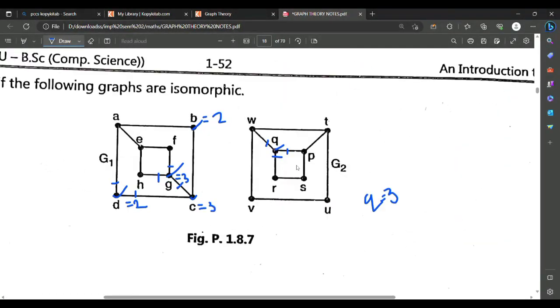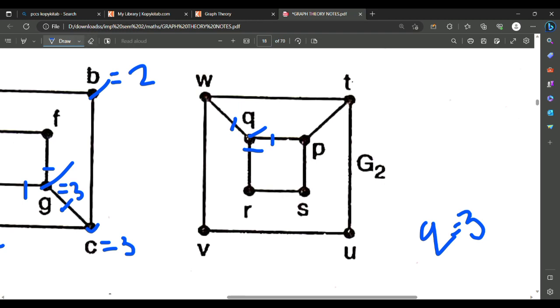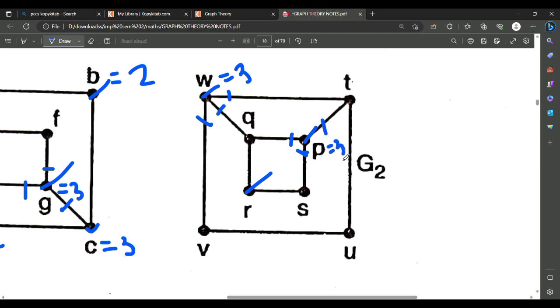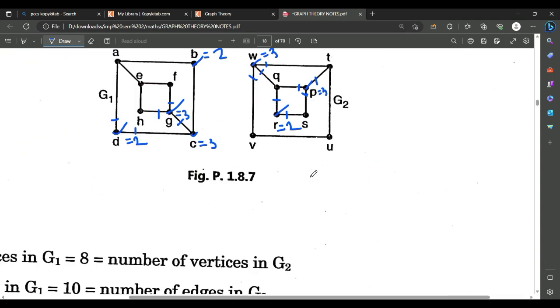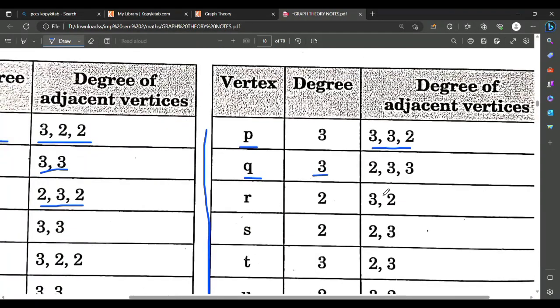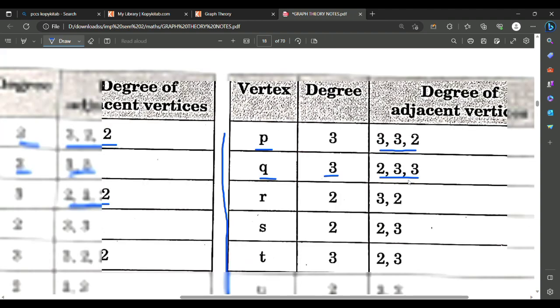And now Q has adjacent vertices as 1, 2, 3 and the degrees of adjacent vertices are 1, 2, 3. That is, it has a 3, and it has a 1, 2, again 3, and it has 1 and 2. Now 3, 3, 2. That is 2, 3, 3.